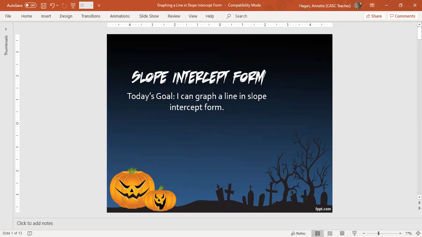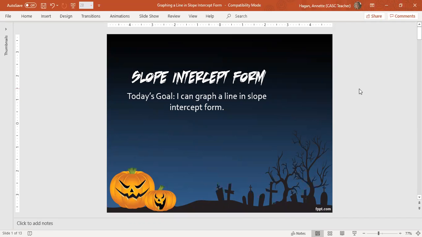Everyone, this video is going to be about slope-intercept form. Our goal today is that you can graph a line in slope-intercept form. Slope-intercept form will be something that is used throughout 8th grade math and Algebra 1 and is our number one go-to way for graphing a line on the coordinate plane. We're going to get started.